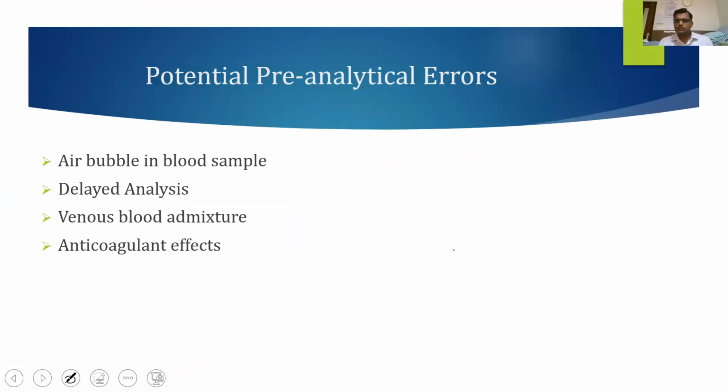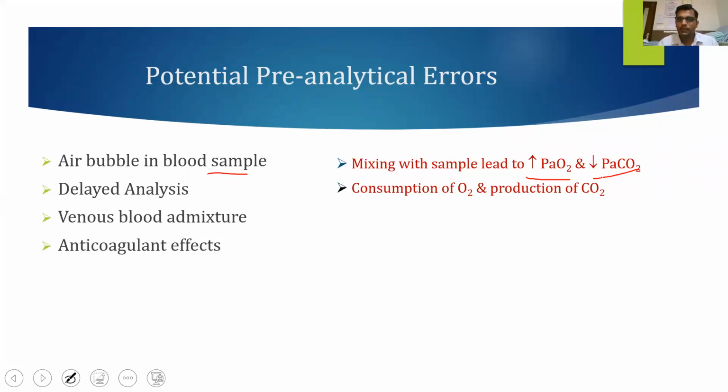Now, what are the potential pre-analytical errors? I'm not going into the detailed errors, but the common ones include an air bubble in the blood sample. If air bubbles get mixed, it can lead to increased PaO2 and decreased CO2. Delayed analysis can cause consumption of oxygen and production of CO2, so there will be decreased oxygen and increased CO2. Venous admixture will again cause the same problem: decreased oxygen and increased CO2.